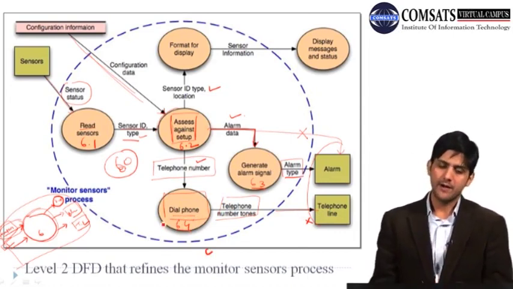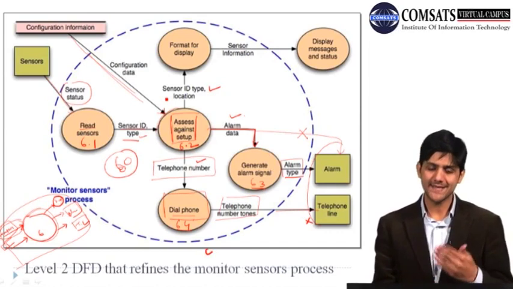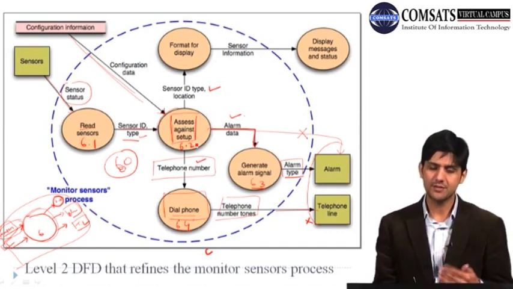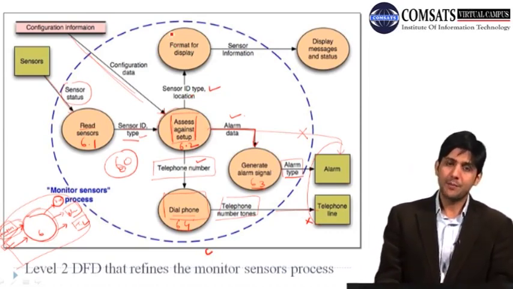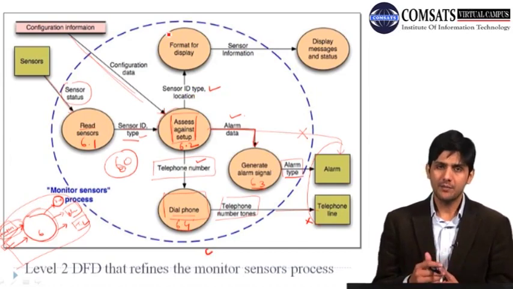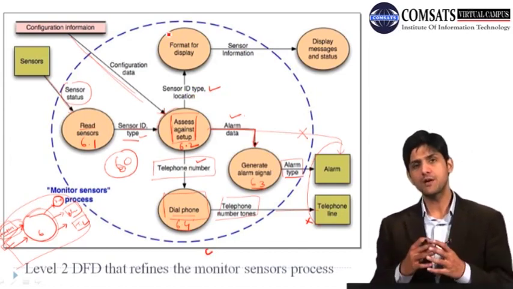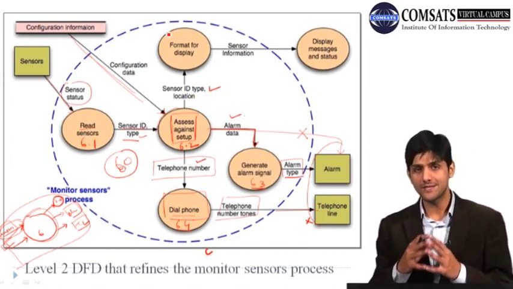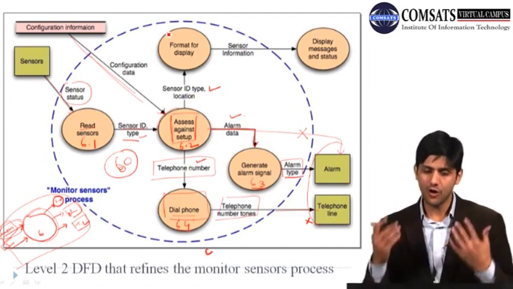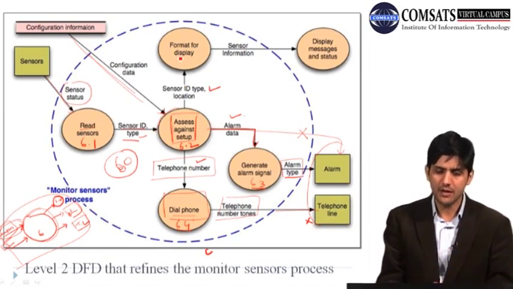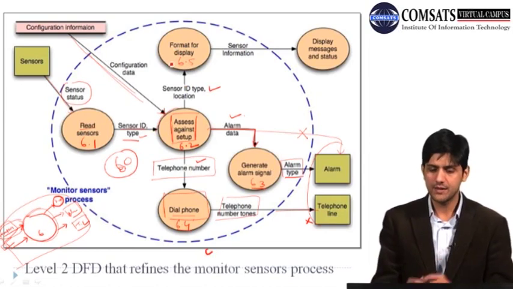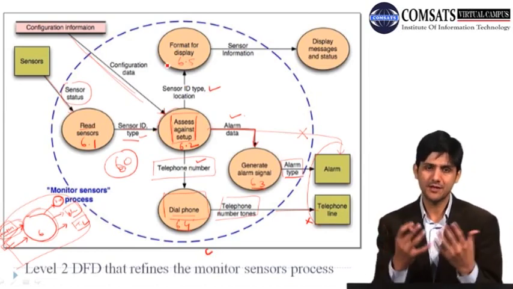And similarly, the display information which the 6.2 process generated, which was the sensor type, sensor ID type and location, you need a process to format it, because all the outputs displayed on the control panel display need to be of a certain format. So we make another process 6.5, and we put that information in a certain desirable format.